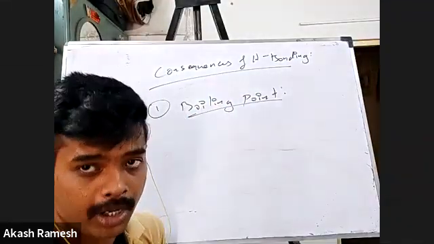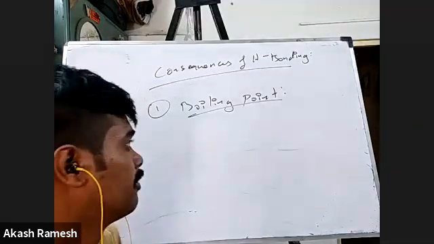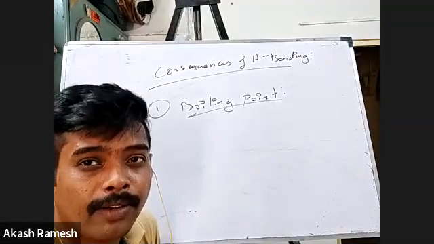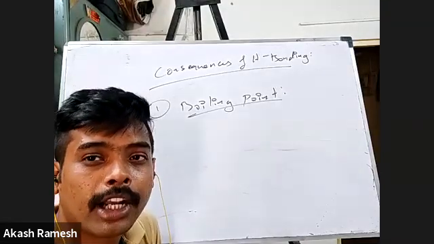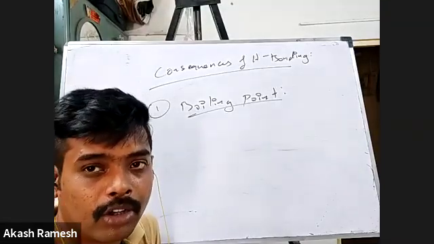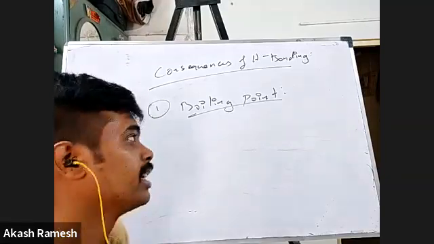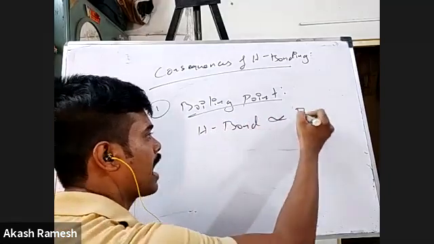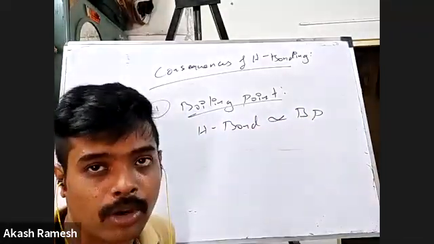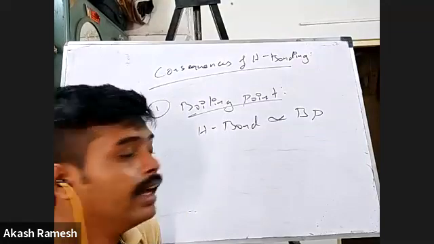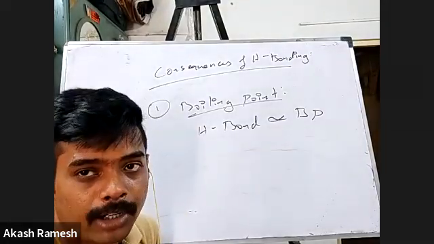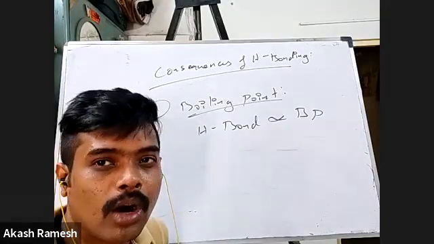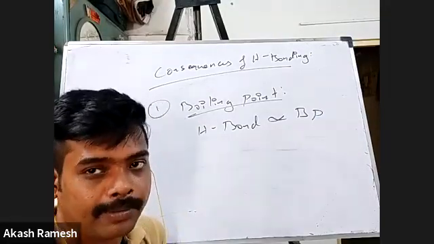Please understand that whenever you have hydrogen bonding, generally speaking, the boiling point increases. The extent of hydrogen bonding is directly proportional to the boiling point, BP. Now, first let us try to understand what exactly is happening during boiling.